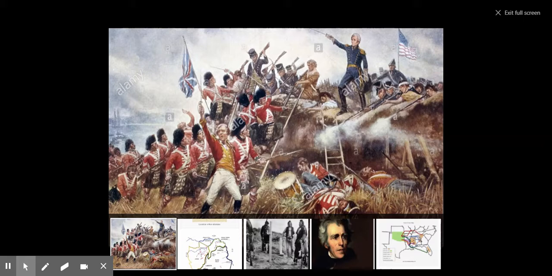In 1814, the British Navy fired at Fort McHenry. Francis Scott Key watched the battle. He saw the American flag flying above the fort and wrote the Star-Spangled Banner. This later became our national anthem.